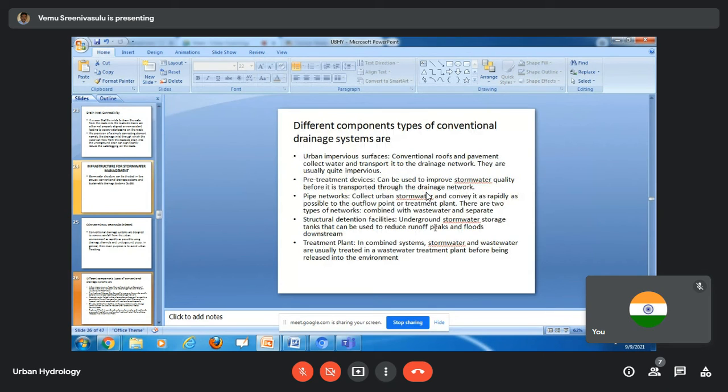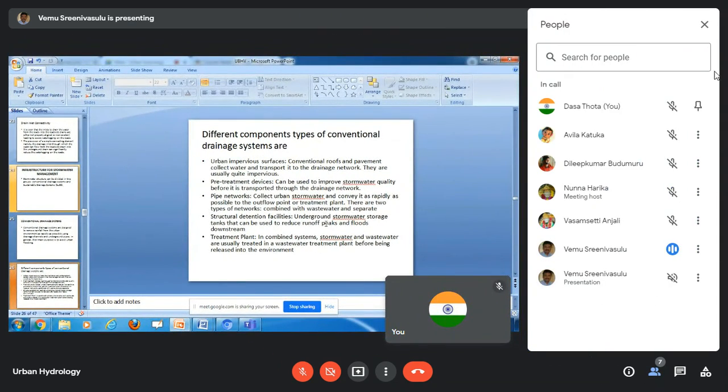Different components of the conventional drainage systems are urban impervious surfaces, okay, and these conventional roofs and pavements collect water and transport it to the drainage network. They are usually quite impervious. Another component is the pre-treatment devices, which can be used to improve the stormwater quality before it is transported through the drainage network. So even before transport through the drainage network, it should be pre-treated.